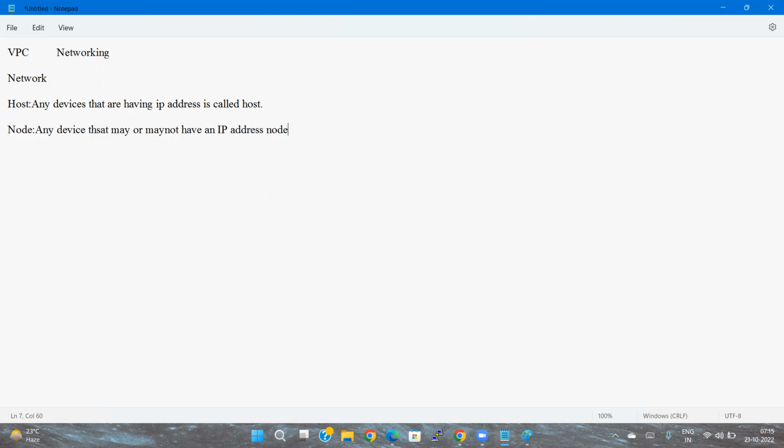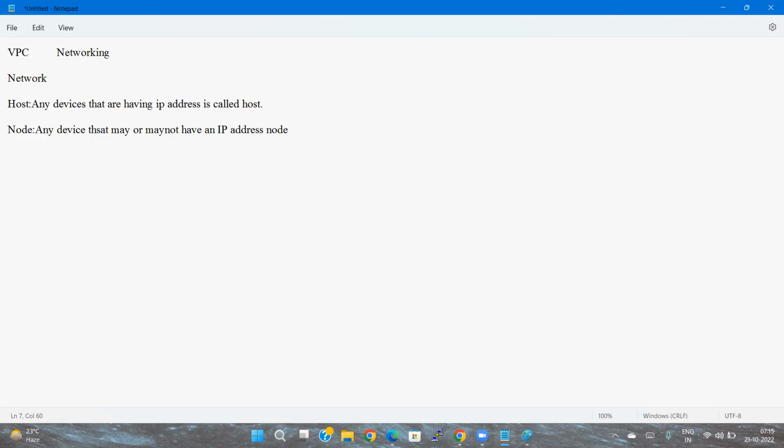For example, computers and networking switches, routers, whatnot, whatever device that we connect in a network is called a node. But every device that is connected in the network is not called a host. Why? Because some devices may have an IP address and some devices may not. If you want to make communication between devices, then definitely you need to have the IP address. Something like your computers, your routers, all these devices will have an IP address. Then those are called hosts.